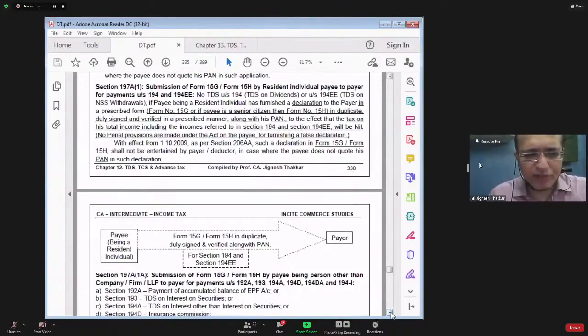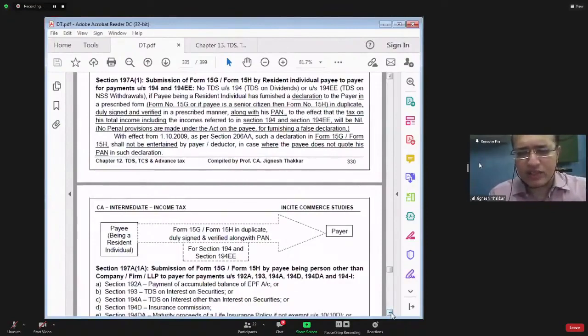Government says that instead of low TDS certificate, no TDS certificate, we are coming up with a new mechanism. Now we will not ask the payee to go and get the no TDS certificate from the income tax department. Instead, the payee can just submit one form to the payer. That form is either Form 15G or Form 15H. This is required to be submitted in duplicate. It should be duly signed by the payee, and it should be along with the PAN number.